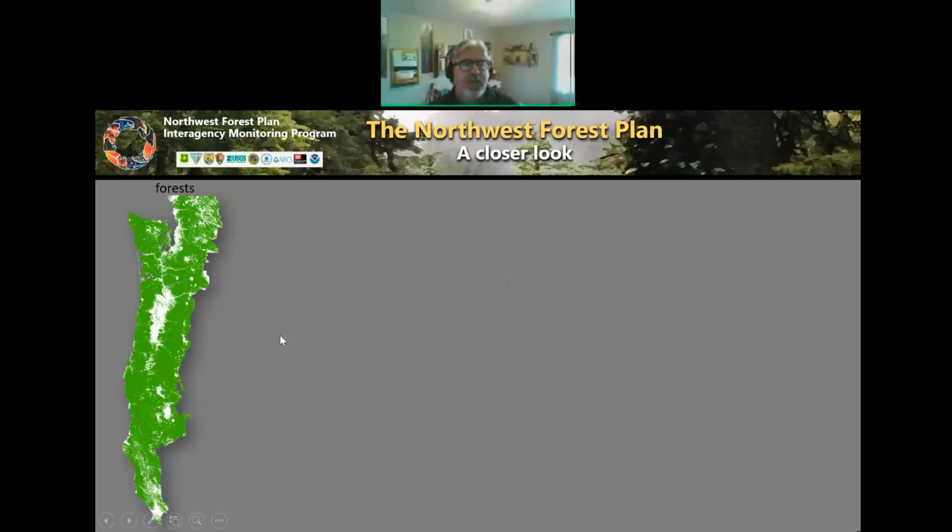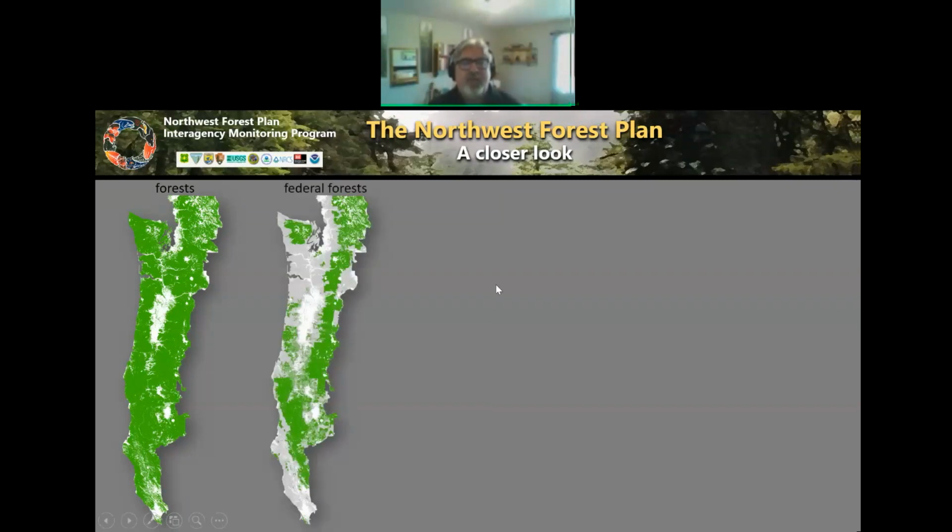This is, again, the range of the northern spotted owl. There's about 50 million hectares of forest land within that footprint. About half of that is managed by the federal government. That's the green areas right here.